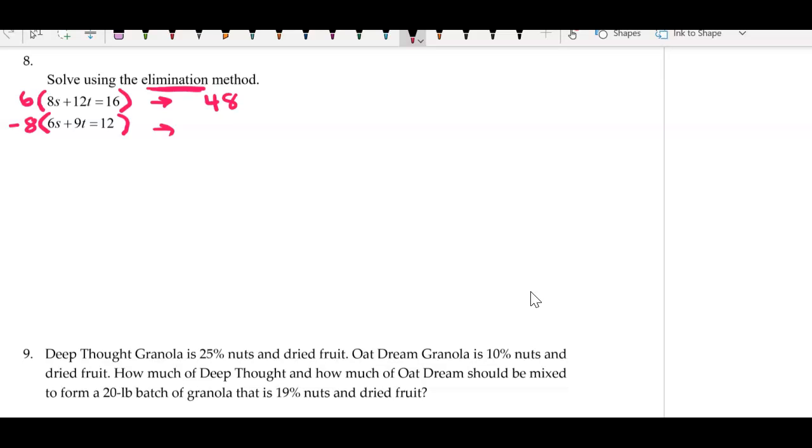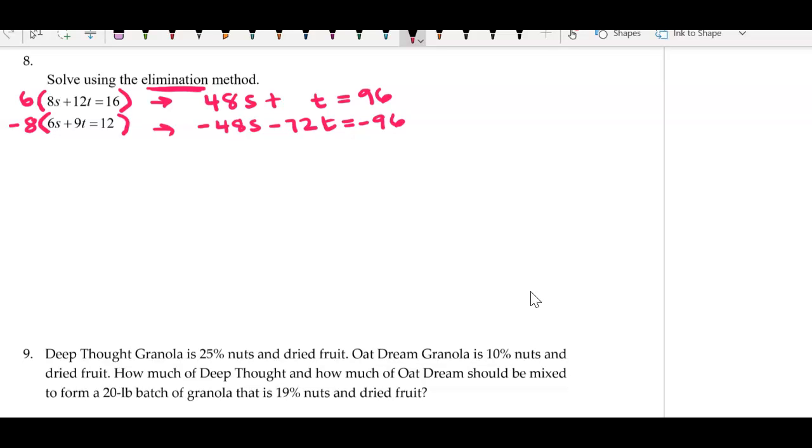So we'd have 48s plus 12t equals 16. And then negative 48s minus 72t equals negative 96. Oh wait, you didn't multiply the top one by 6. The 12. Oh, yeah, I didn't do the 16 by 6. What is 6 times 16? Thank you. All right, I'm going to have a little cough attack. The 16 times 6 is 96. Okay. And the 12 times 6 is 72 also. Thank you.